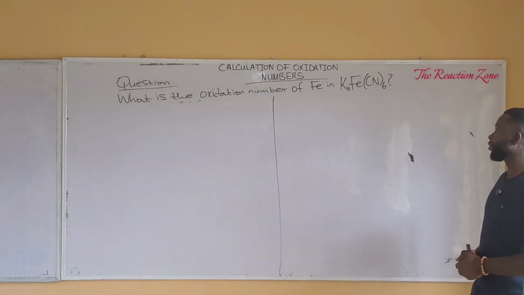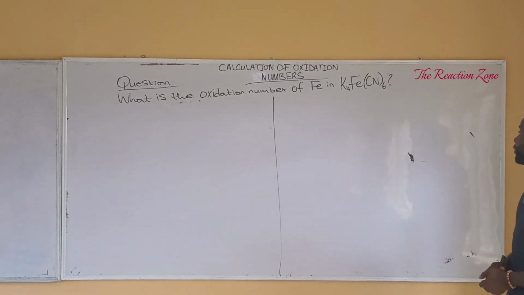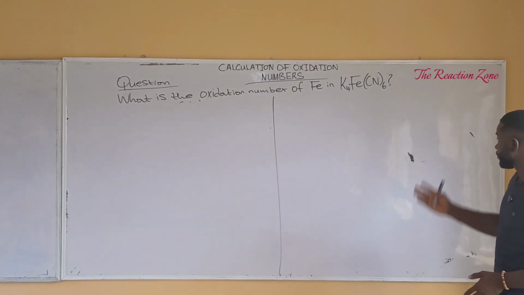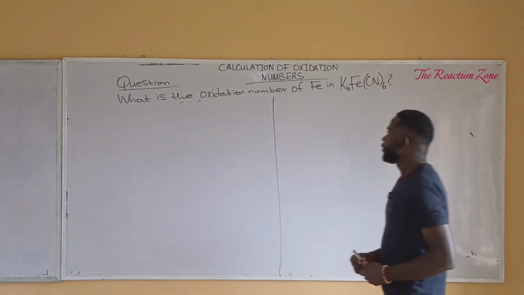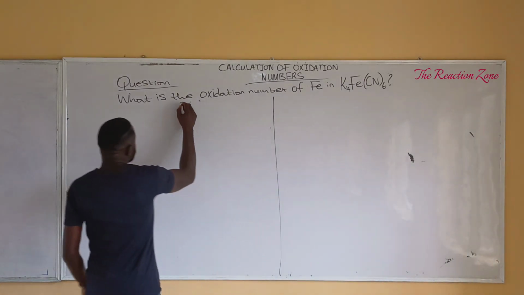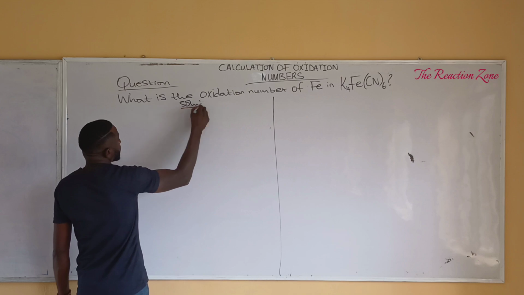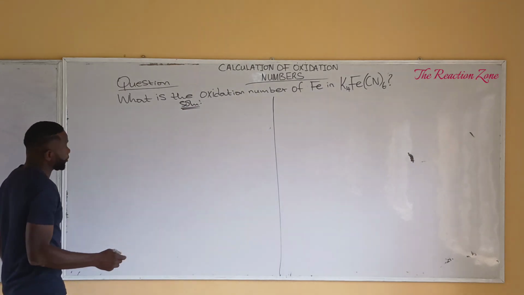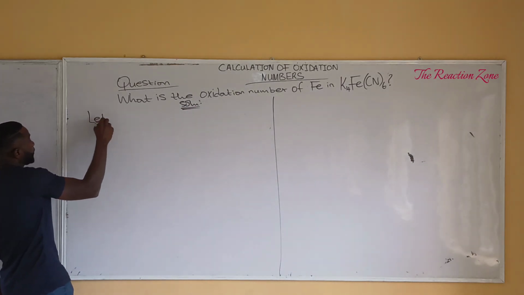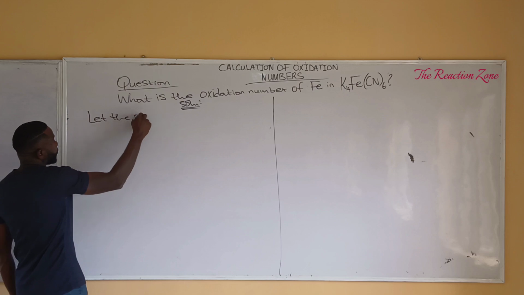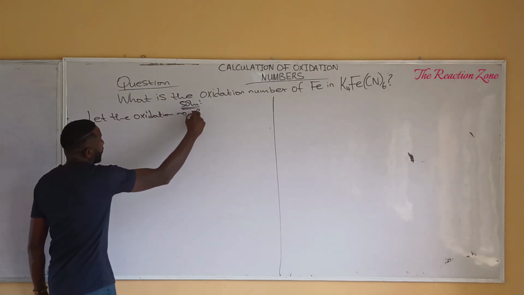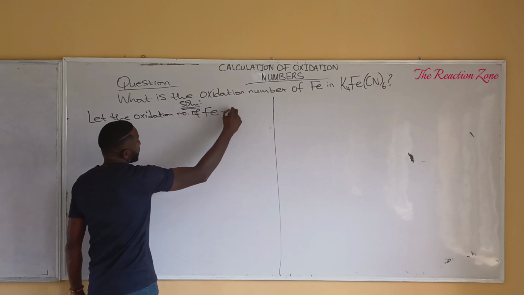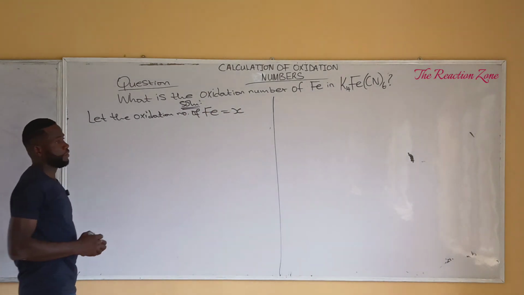In today's lesson, we're going to look at how to calculate the oxidation number of iron in the compound on the board. So to solve this problem, we have to make an assumption, and that is, let the oxidation number of iron be X.